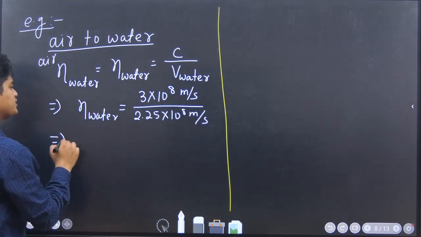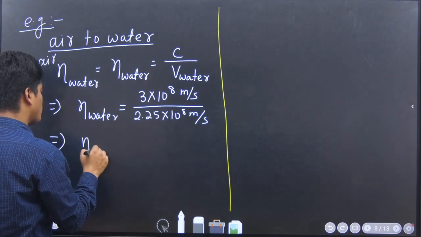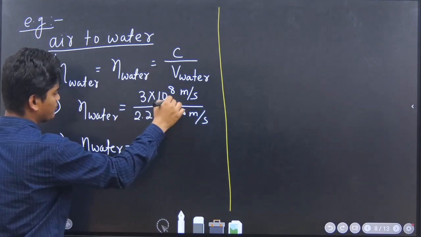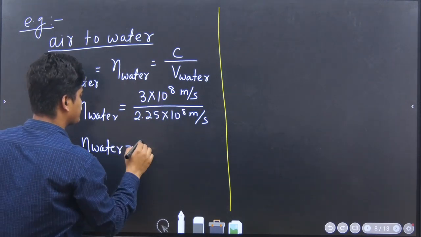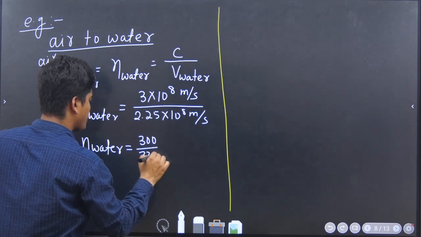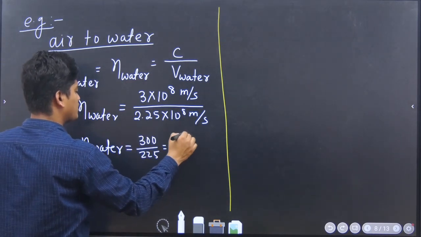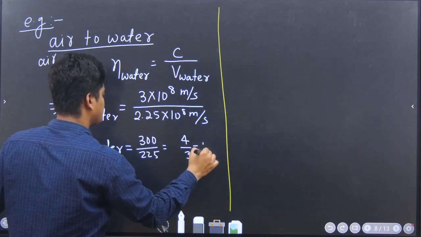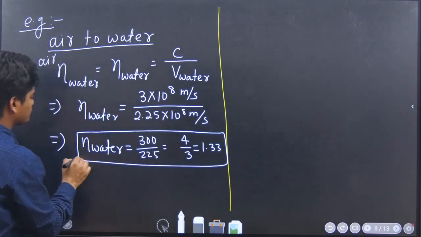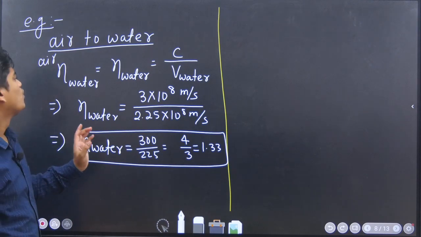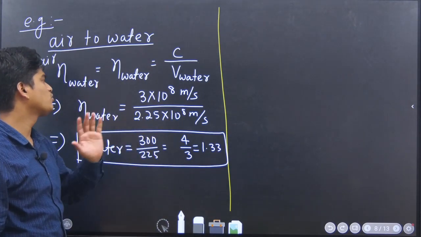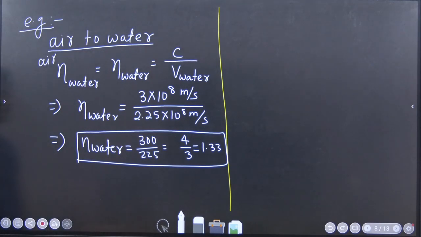Okay. Now if you check this one, how much is eta water coming? 10 to the power 8, 10 to the power 8 cancel, meter per second cancel. So it is 300 by 225. If you cancel this, you will get around 4 by 3 or 1.33. So the refractive index of water with respect to air, which is basically the absolute refractive index, is 4 by 3 or 1.33. Okay, this is air to water.